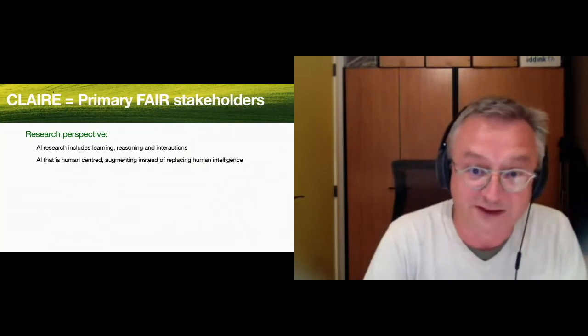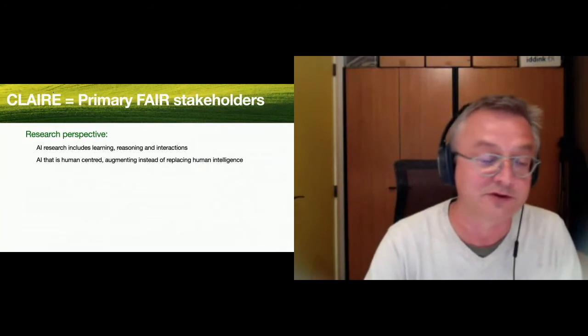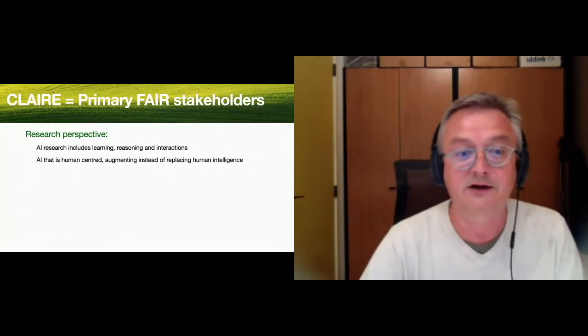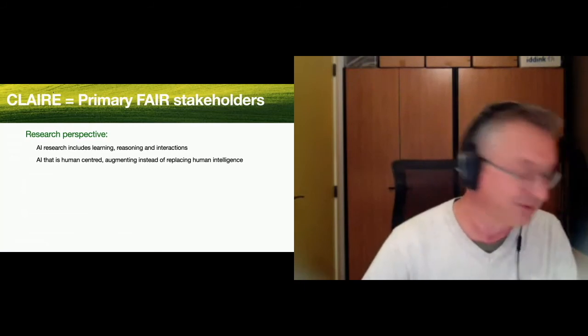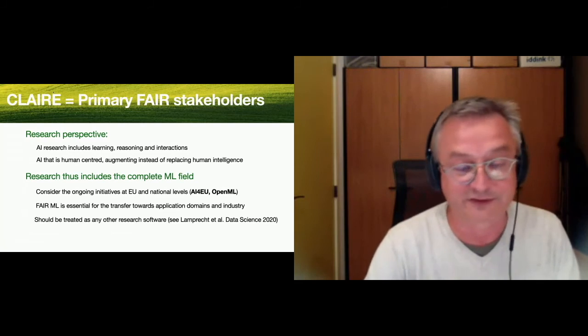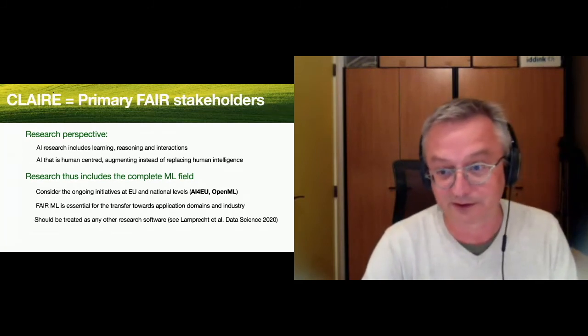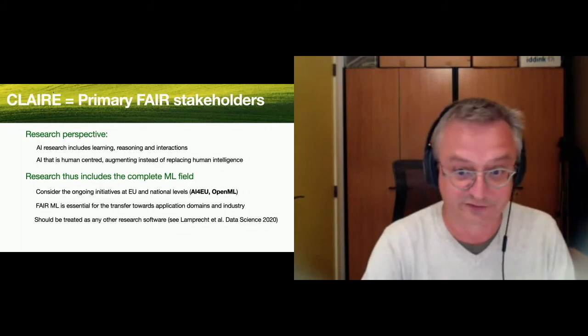So from a research perspective, this includes, of course, anything that has to do with learning, reasoning, and the interactions that are needed between agents or between robots or between human and agents to establish intelligence. Clearly, the goal here is not to replace human beings, but to augment their intelligence. And this can be, for instance, in natural sciences, but also in biological sciences or medical sciences and so forth.